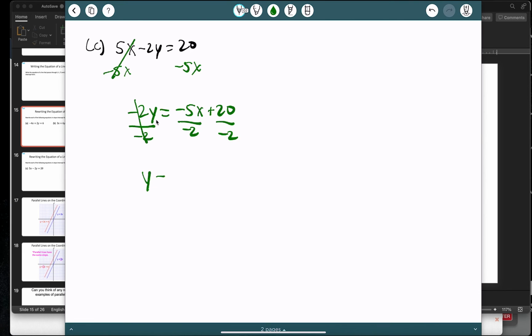well, here we're going to get a fraction we can't simplify, which is fine, but a negative divided by a negative is a positive, right? So this is just 5/2. So 5/2x, and 20 divided by -2 is a -10. So this would be my equation here. Okay, so my slope is 5/2, my y-intercept is -10. Okay, and you're going to practice with this later on.